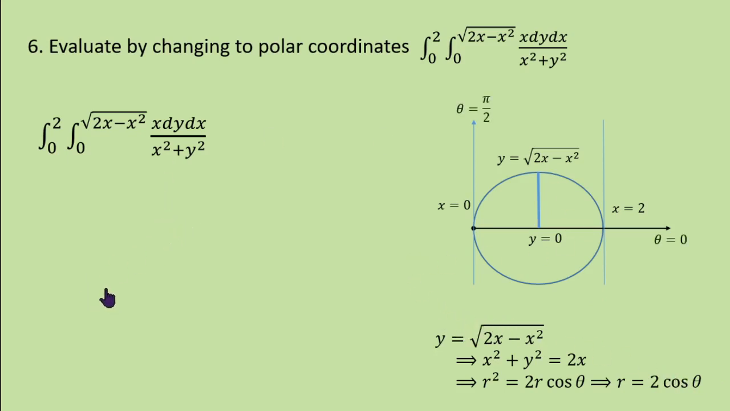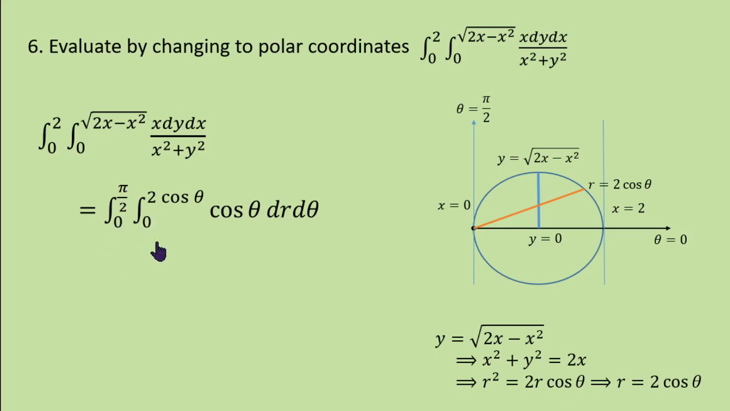But how can we convert this into polar form? Now, r varies from 0 to 2 cos theta. Theta varies from 0 to pi by 2. Now here x is r cos theta, dx dy is r dr d theta. Therefore, numerator becomes r square cos theta dr d theta. Denominator is x square plus y square, that is r square. Cancel r square. So cos theta dr d theta.